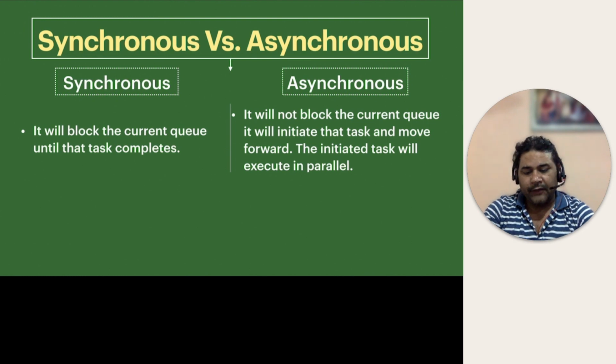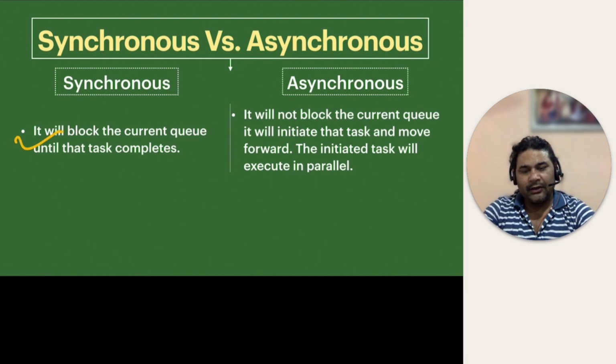Synchronous will block the current queue until that task completes. It takes only one task from the queue and blocks the current queue until that task completes. So another task cannot be executed until the current task completes. So that is synchronization.